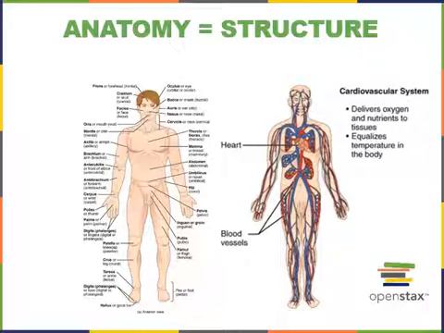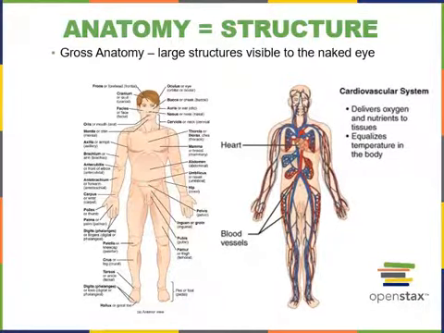Anatomy is the study of body structures and their relationships to one another. There are different subdivisions of anatomy. We could study gross anatomy, which is the study of all the large structures that are visible to the naked eye. We could study surface anatomy, which is the study of the structures that are visible without making any cuts, without slicing up or sectioning the body. We can study the surface anatomy.